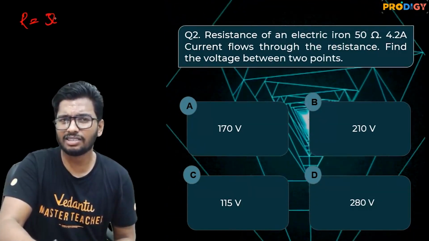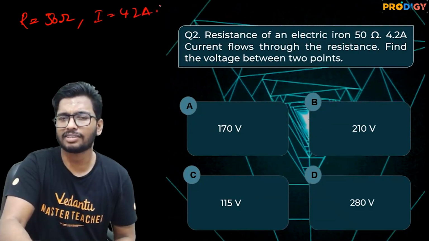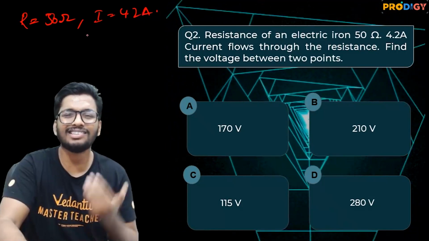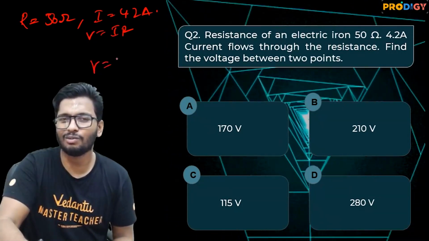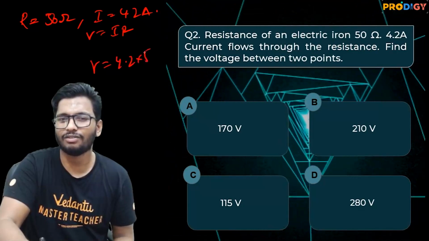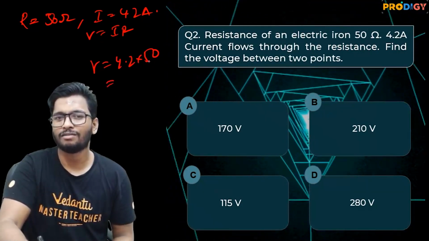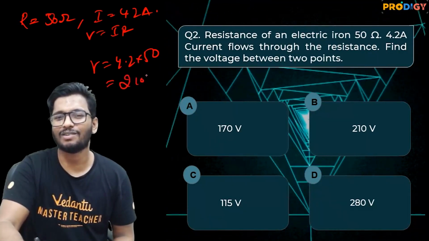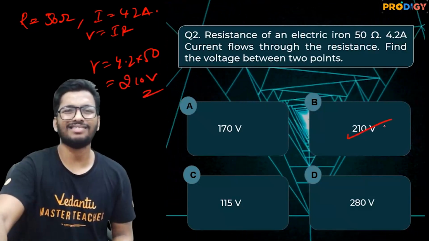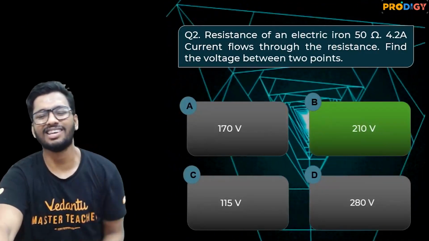So resistance is given as 50 ohms. They have also given you the current as 4.2 amperes. How will you find out the voltage? Quite simple. V is equal to I into R. V is what they are asking you. So V is equal to 4.2 into 50, which if you multiply, 5 twos are 10, so it will be 210 volts. Simple. Two steps, and you're done. 210 volts will be the answer.